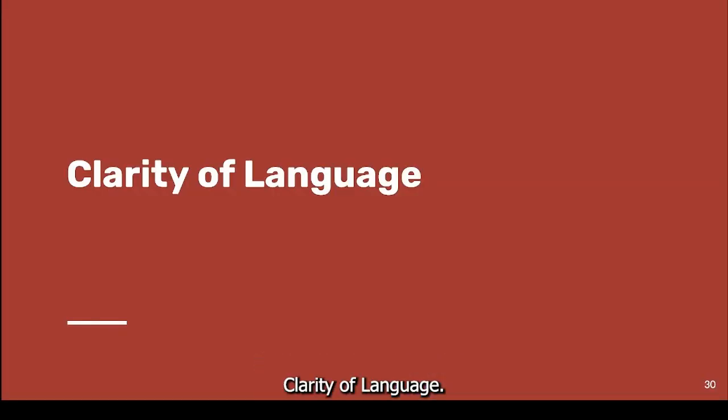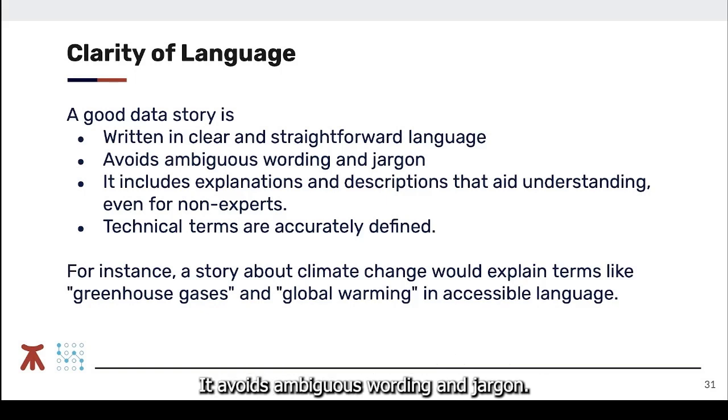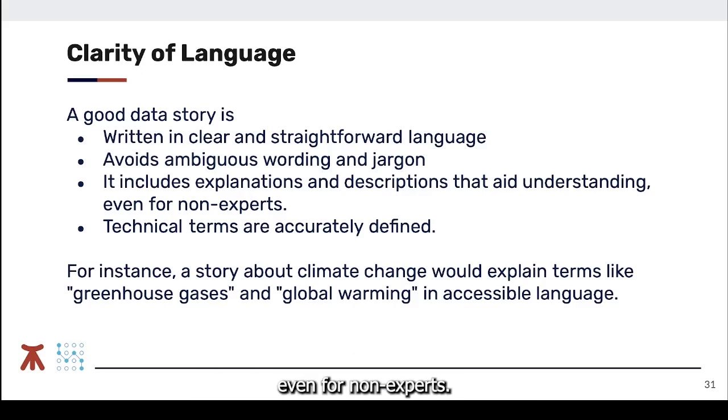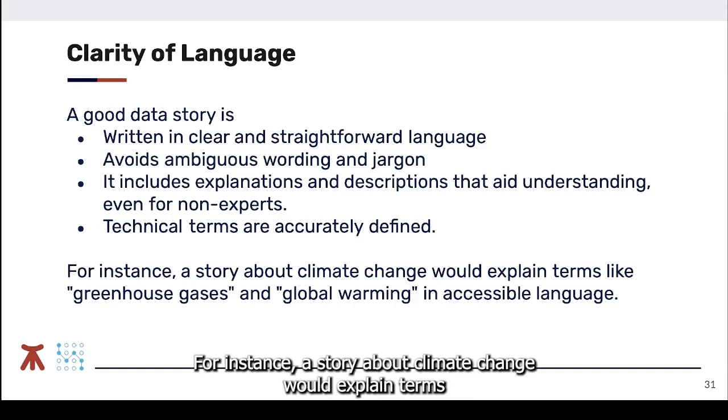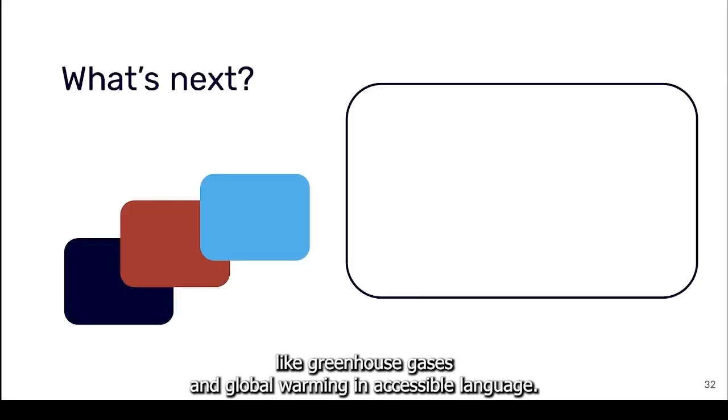Clarity of language. A good data story is written in clear and straightforward language. It avoids ambiguous wording and jargon. It includes explanations and descriptions that aid understanding, even for non-experts, and technical terms are accurately defined. For instance, a story about climate change would explain terms like greenhouse gases and global warming in accessible language.